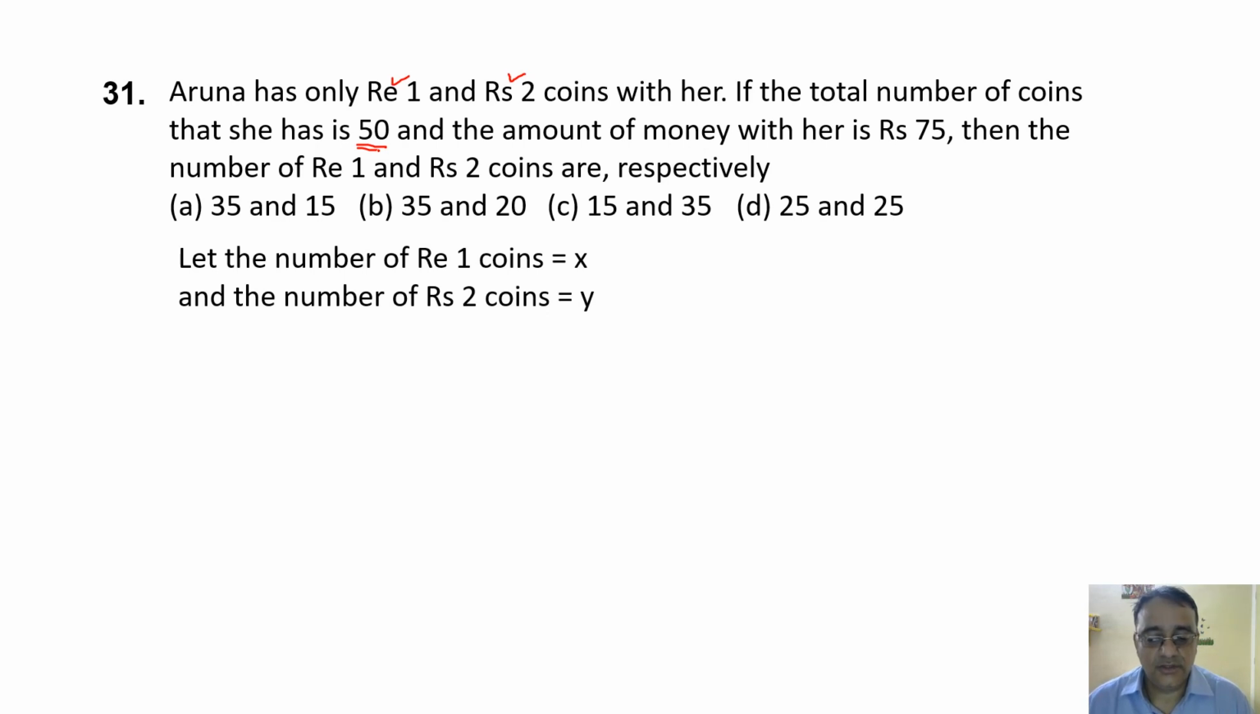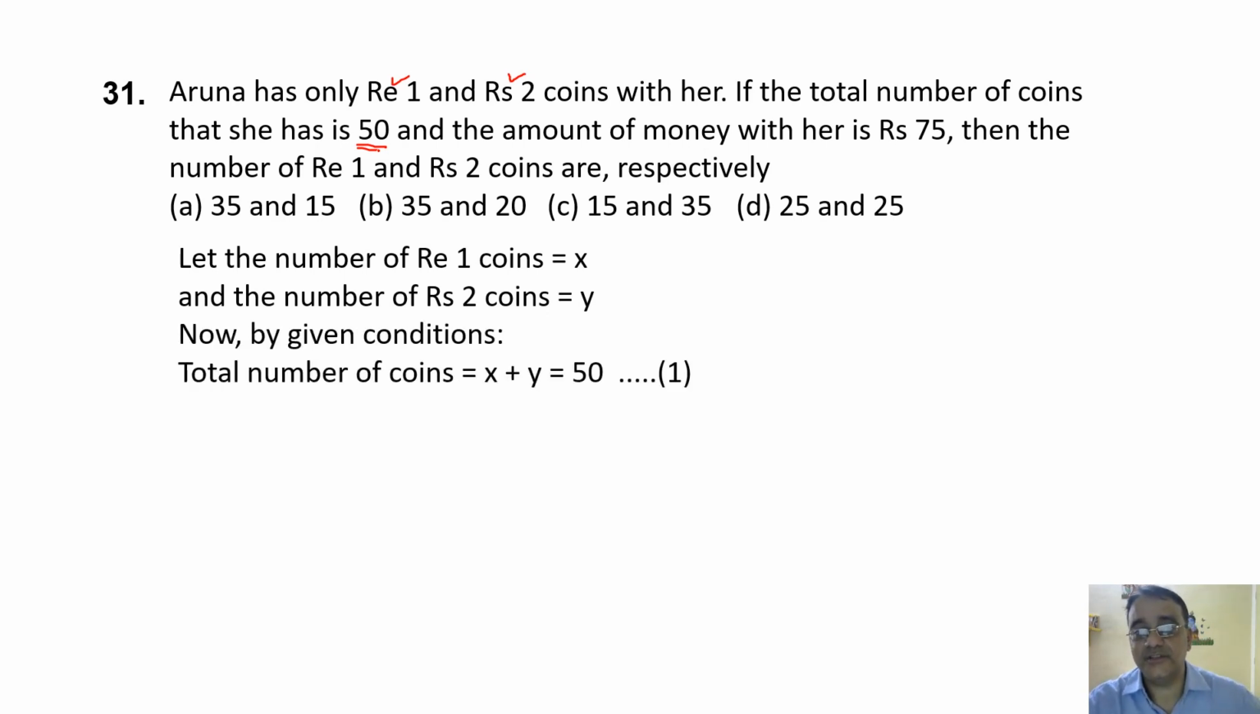So x plus y is equal to 50, that is the first equation, and the second equation, total amount is 75. तो क्या करेंगे, x into 1 and y into 2 and that is equal to 75. This is clear? Yes, sir.